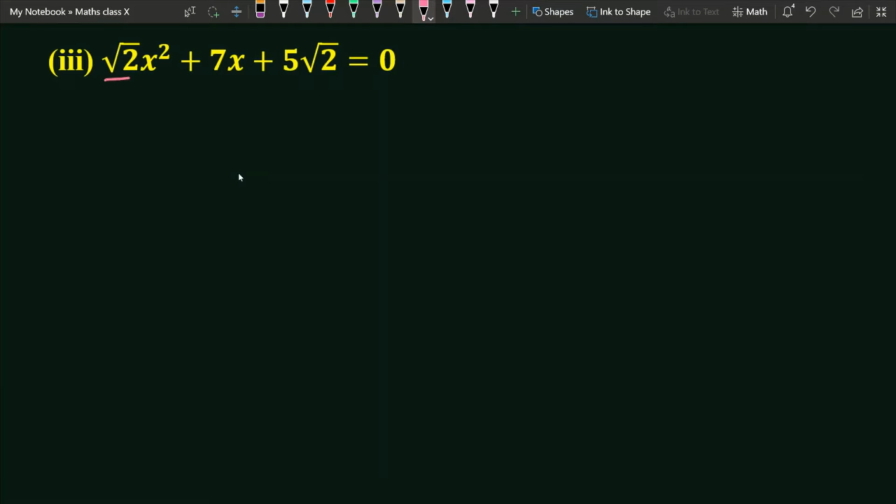So see, there is a root sign. Most of the times students face problem in the questions related to square roots, cube roots, decimals, fractions. Don't fear these questions. Apply your concept, you will get through it, no problem at all.